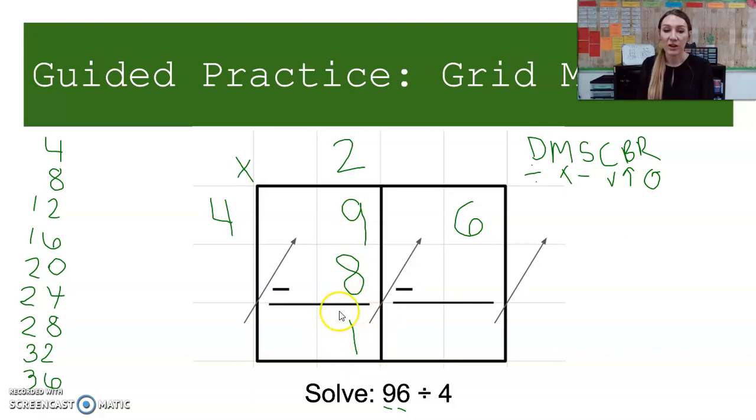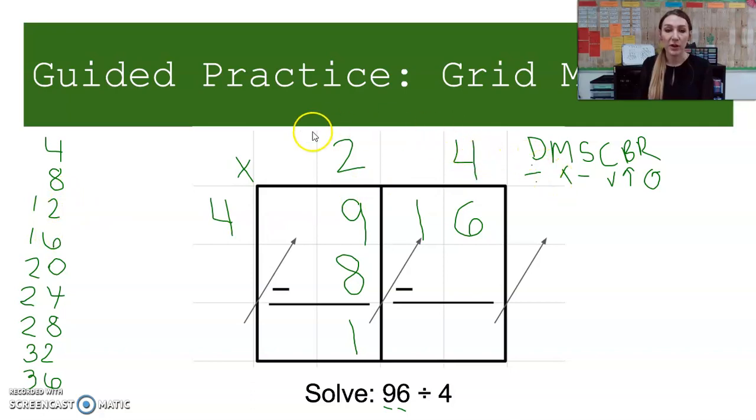Next I need to check: is this difference, this remainder, smaller than my divisor? If it is, then I can go ahead and move to the next step, and I'll bring that digit up into my next box, creating a new dividend of 16. Then I'm going to repeat my steps. So 4 divided into 16. I'm going to look at my list of multiples. 1, 2, 3, 4 times. 4 can go into 16 4 times.